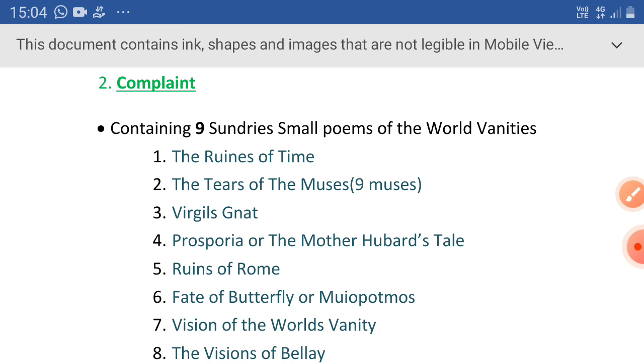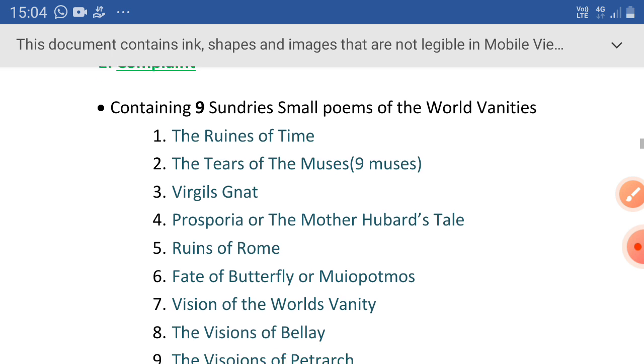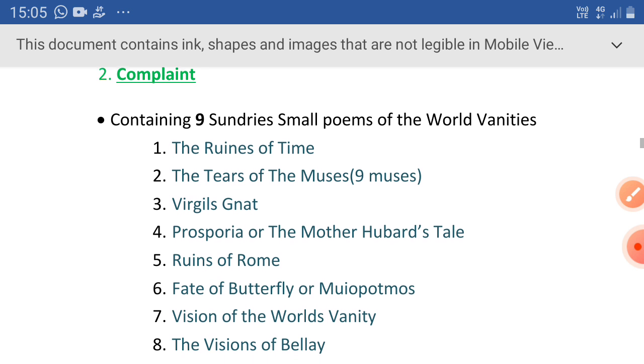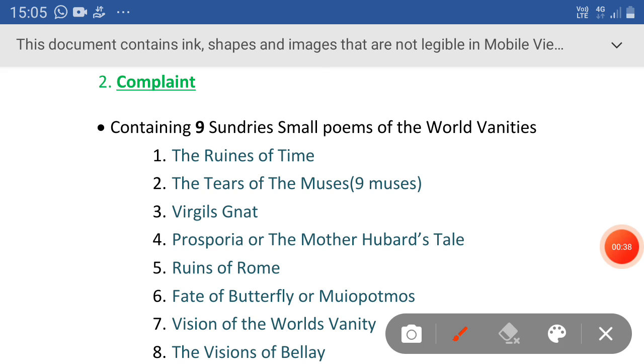In the first video, we talked about Edmund Spenser's works and epithets, and now we are going to learn the summary of the works of Edmund Spenser. The first work's summary we have done already, and this is the second work of Edmund Spenser, and the title of the second work is Complaint.